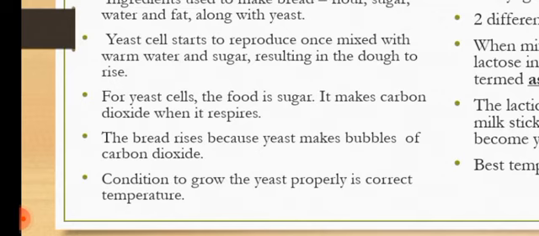Now, very important, there is a condition in which the growth of the yeast can occur best or properly. One of the parameters of that is the correct temperature. If you remember, in the previous video, I shared the mnemonic Fox went to war, where war stands for warmth. Warmth is nothing but the correct temperature required by the microbes, in this case the yeast, to grow.